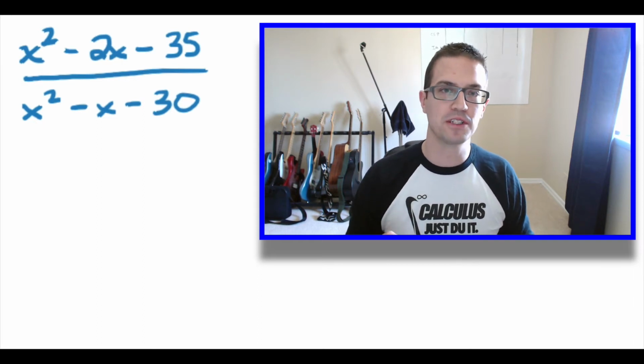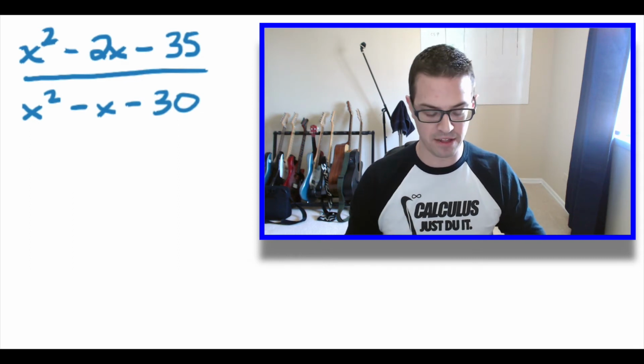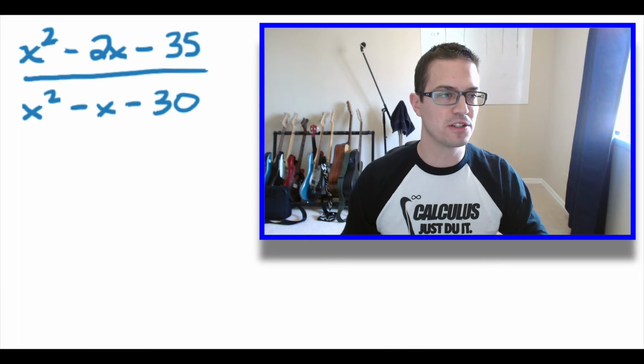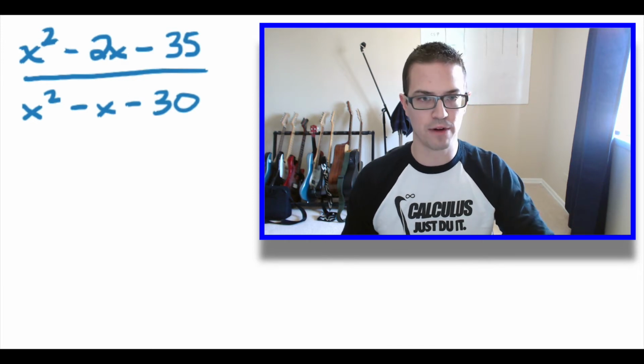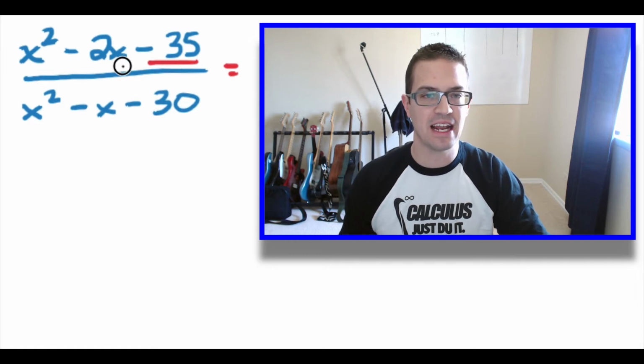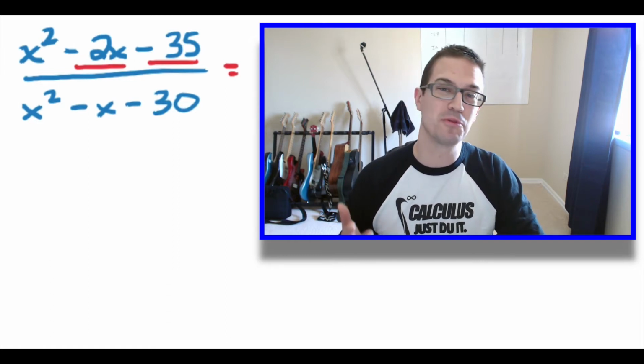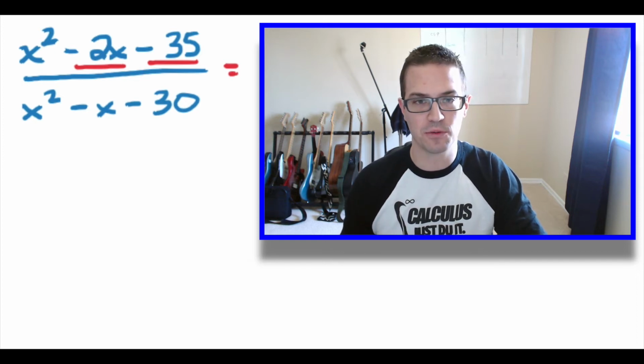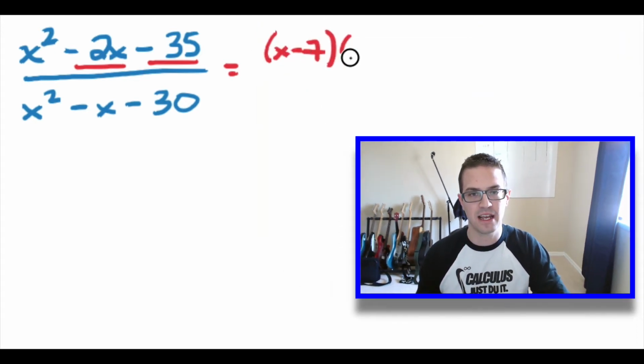Okay, the first thing that we're going to do with simplifying this rational expression is factor everything out completely. First, we factor the numerator. You're looking for two numbers that multiply to get negative 35 and add to get negative 2. Those two numbers would be negative 7 and positive 5. So we're going to have x minus 7 and x plus 5.